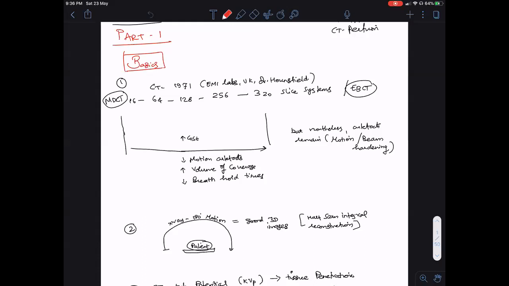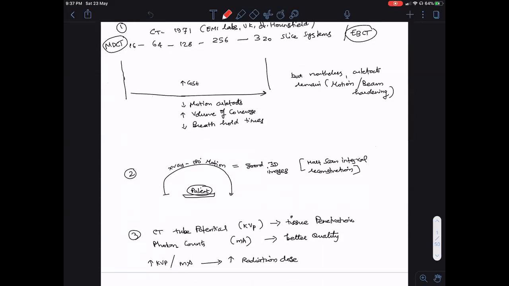Now we've got the multi-detector CT with its various slice systems, ranging from 16 all the way to 320. Obviously, as the number of slices increases, the cost goes up. But with it brings a lot of improvements, which is reduction of motion artifacts. There is an increased volume of coverage from 2 to 3 centimeters earlier to now about 14 to 16 centimeters. It's also reduced breath hold times. But nonetheless, a lot of artifacts remain, which include motion, beam hardening, etc. We know that the X-ray needs about 180 degrees of motion, which is the basic requirement in order to generate good 3D images.